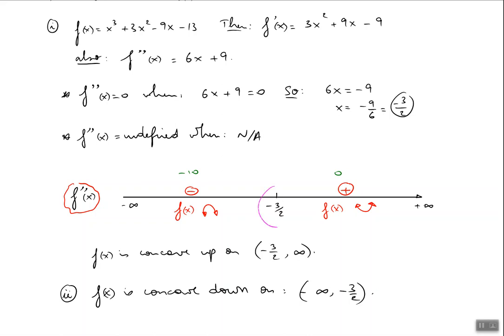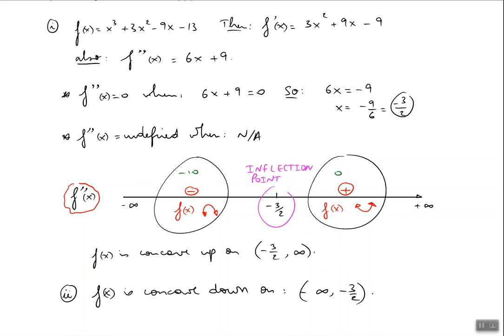By the way, -3/2 is going to be called an inflection point. So what is an inflection point? An inflection point is a point on the graph where the concavity switches from being positive to being negative or vice versa. So anytime you have a concavity switching, you end up with an inflection point.